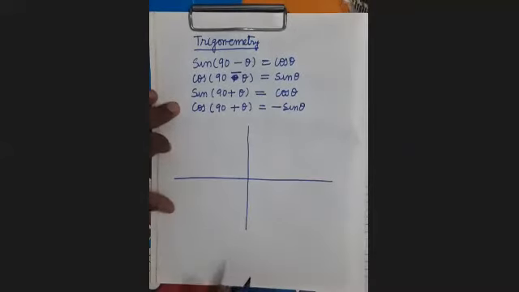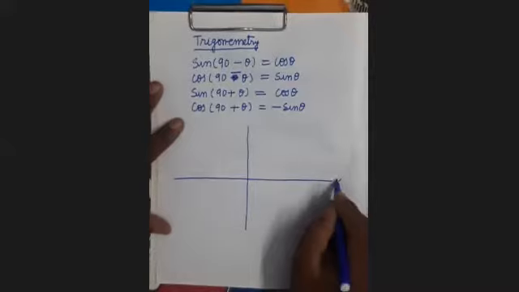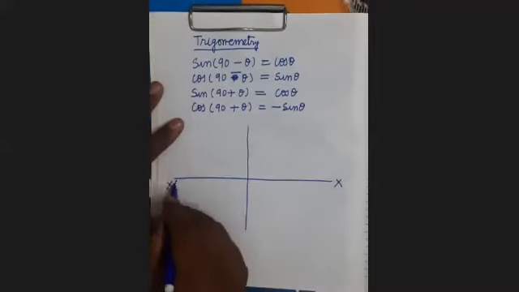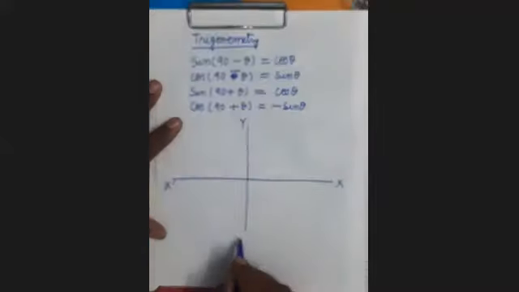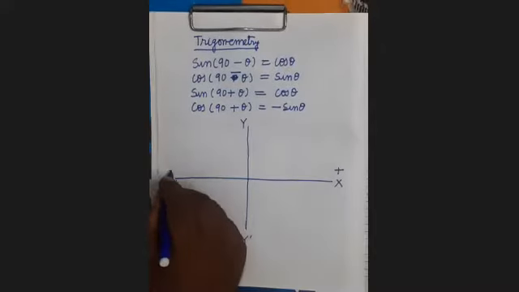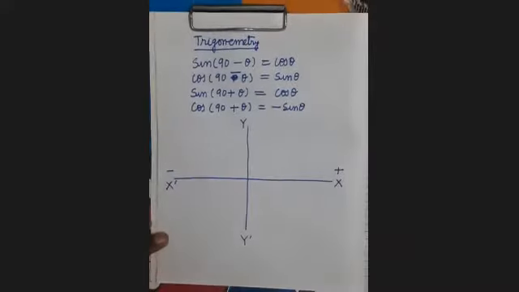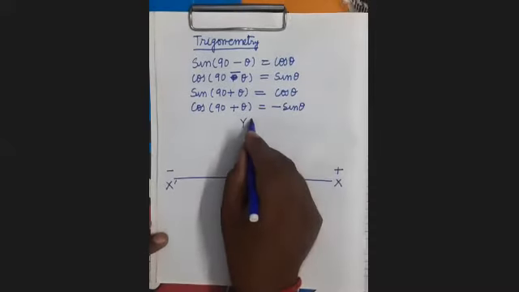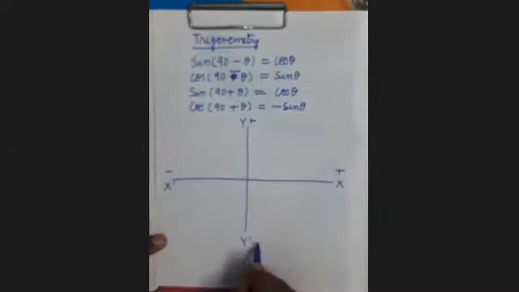So in trigonometry, usually you see a plane which is divided into 4 quadrants by two perpendicular axes. Angle is always measured from the positive direction of the x-axis in the anti-clockwise direction. This is the positive direction, this is negative. And here this is the positive direction of the y-axis and this is negative.